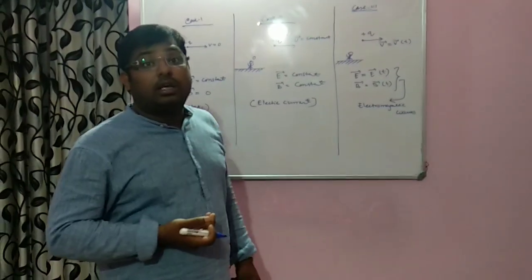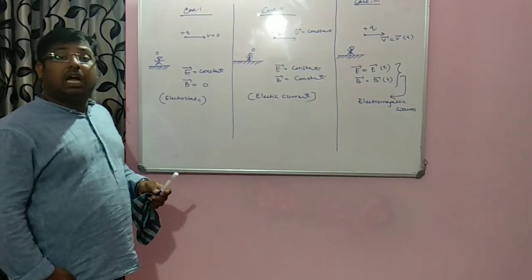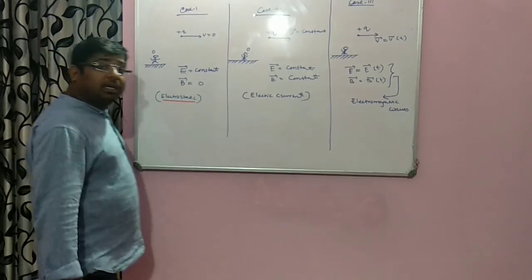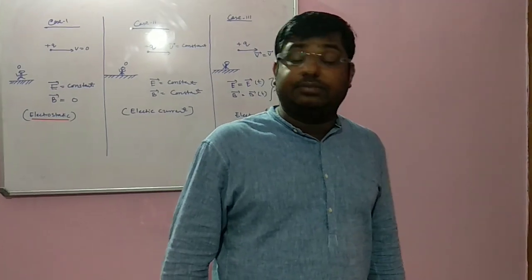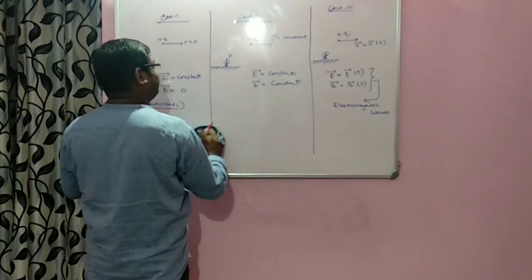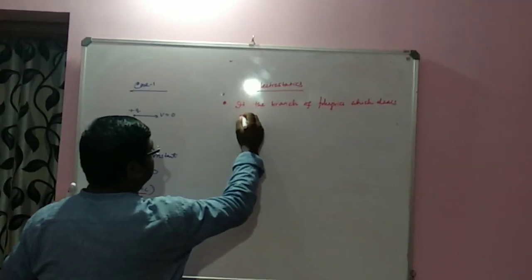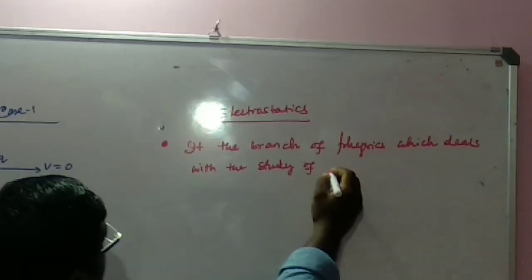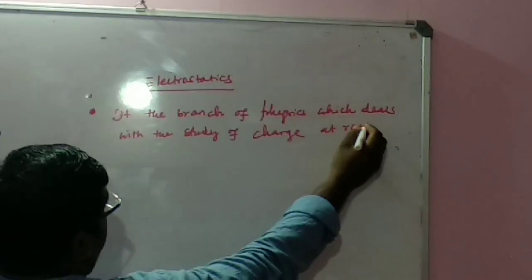So students, the first topic where the charged particle or the charge will remain at rest with respect to the observer, the topic is called electrostatic. So today we are going to start the first topic, that is electrostatics. In this topic, we will discuss about the charges which are at rest. So let us introduce the topic electrostatics. Deals with the study of charge at rest.